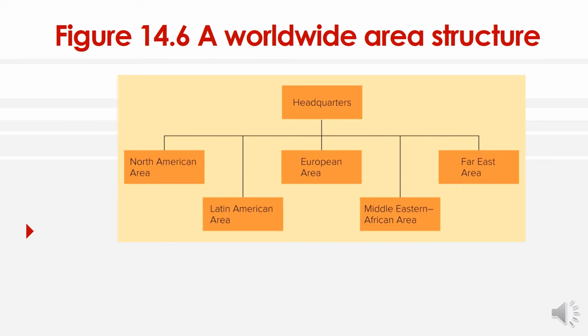To figure 14.6, a worldwide area structure. This is a different type of organizational structure, the so-called worldwide area structure, based on geographical area. Five different geographic areas, labeled North America, Europe, the Far East, Latin America, and the Middle East or Africa, all report directly to headquarters on top of the structure.